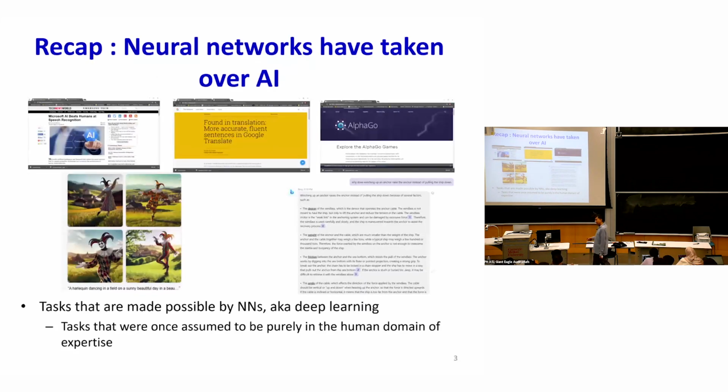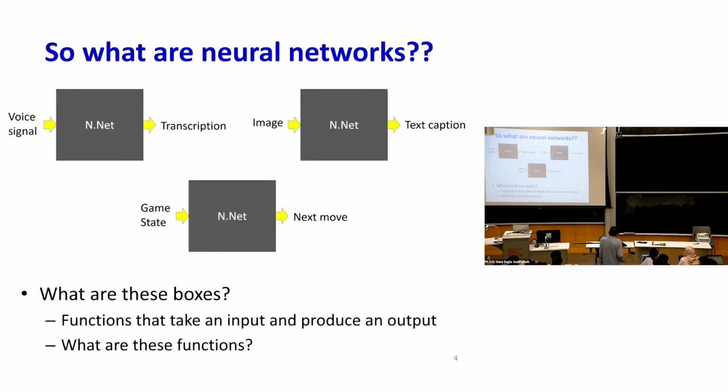For a quick recap, we found in the last class that a whole lot of tasks that were assumed to be essentially a function of human intelligence suddenly became possible, not many years ago, through the use of neural networks. And now they've taken over the world. We found that these neural networks are basically boxes that take in inputs and compute outputs. Now, what are boxes that take in inputs and compute outputs? They are functions. So the question was, what are these functions?